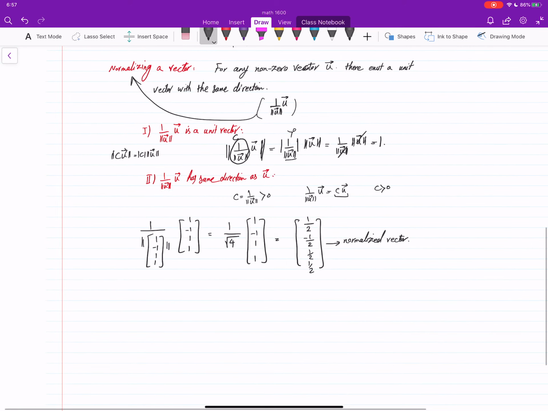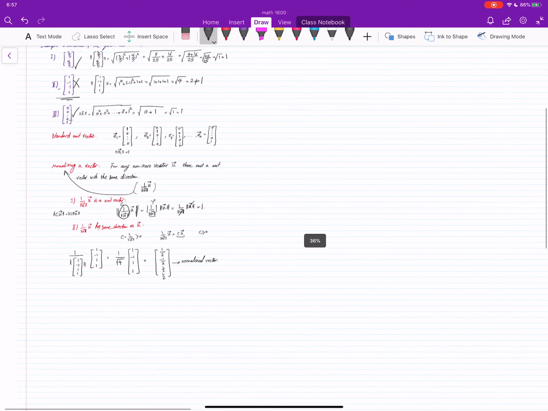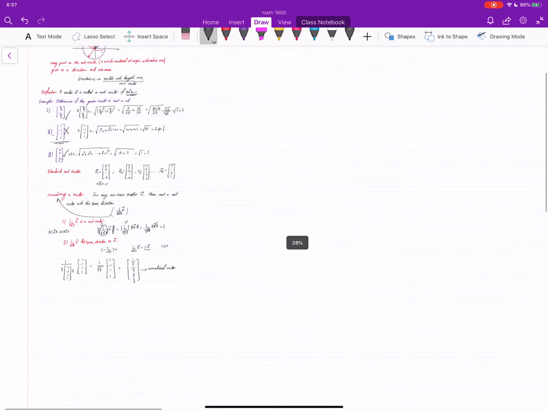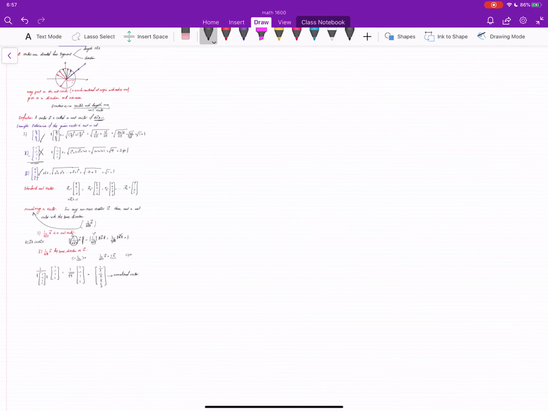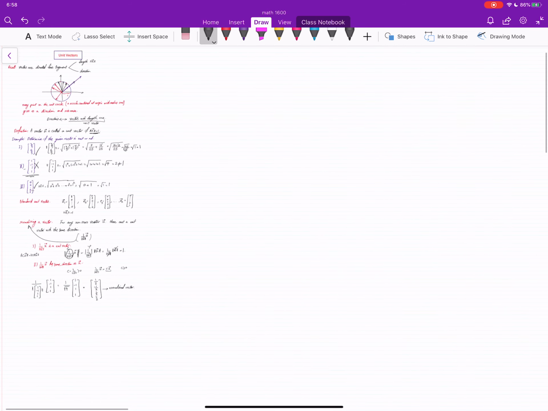Again, you have to know what is a unit vector, how to check a vector is a normal or not. And also you have to be able to normalize a vector. It means that if it is not unit, you have to be able to find a vector which is unit and it has the same direction. This is the process we mentioned there.